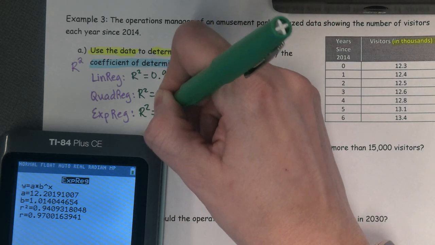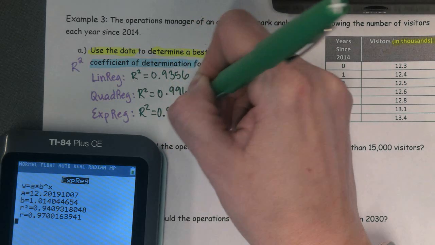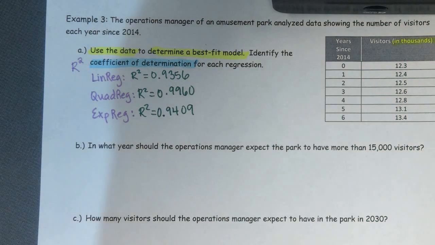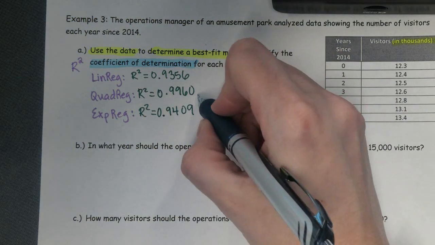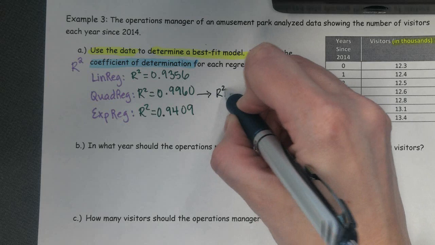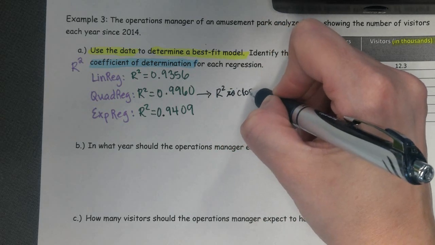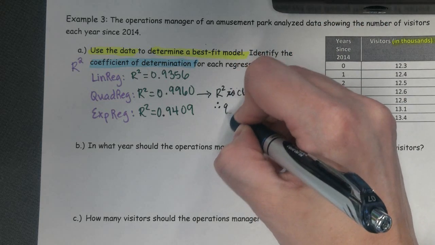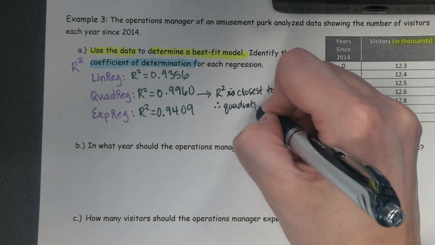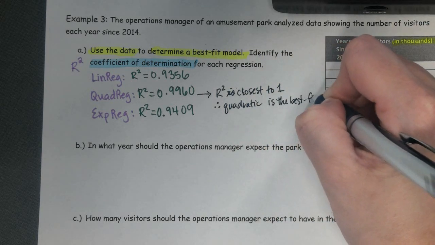Okay, now, to determine which one is the best fit, you're looking for the one that is what? Yeah, good. So which one's closest to 1? Yes. Okay, so the r squared is closest to 1. Therefore, quadratic is the best fit.